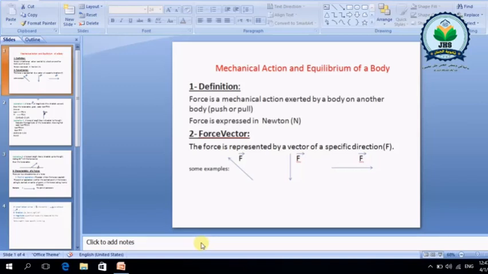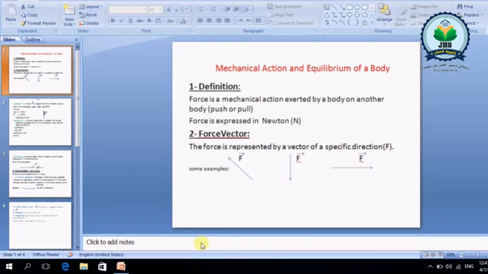What is force? Force is a mechanical action exerted by a body on another body. It's push or pull. For example, if I push the table, then I'm exerting a force on this table. Or if I'm pulling the window, then also I'm exerting a force on this window. Force is expressed in a Newton. So the unit of the force is a Newton. If I have the magnitude of the force 2, for example, so the magnitude of this force is 2 Newton.